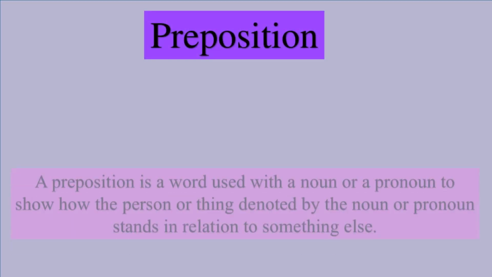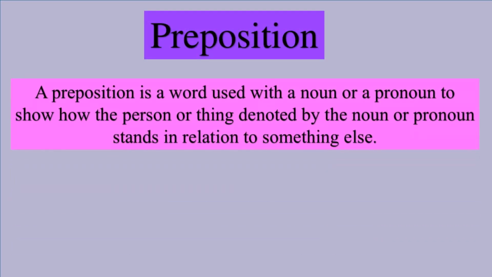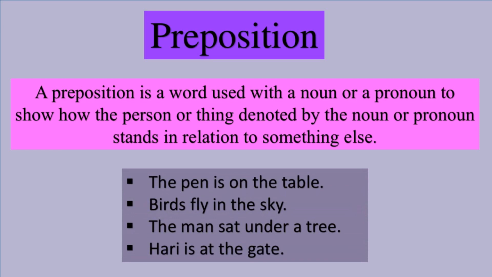Preposition. A preposition is a word used with a noun or a pronoun to show how the person or the thing denoted by the noun or pronoun stands in relation to something else. Example sentences: The pen is on the table. Birds fly in the sky. The man sat under a tree. Harry is at the gate. In these sentences, highlighted words are the prepositions.